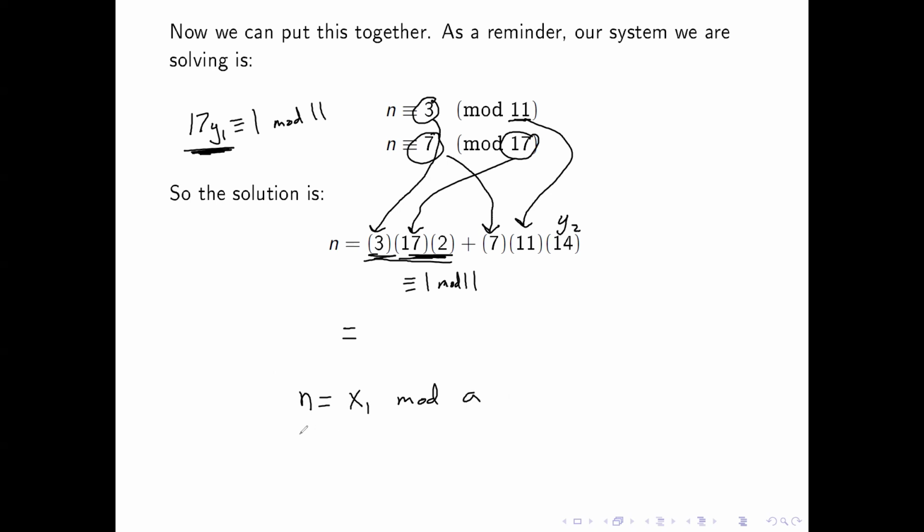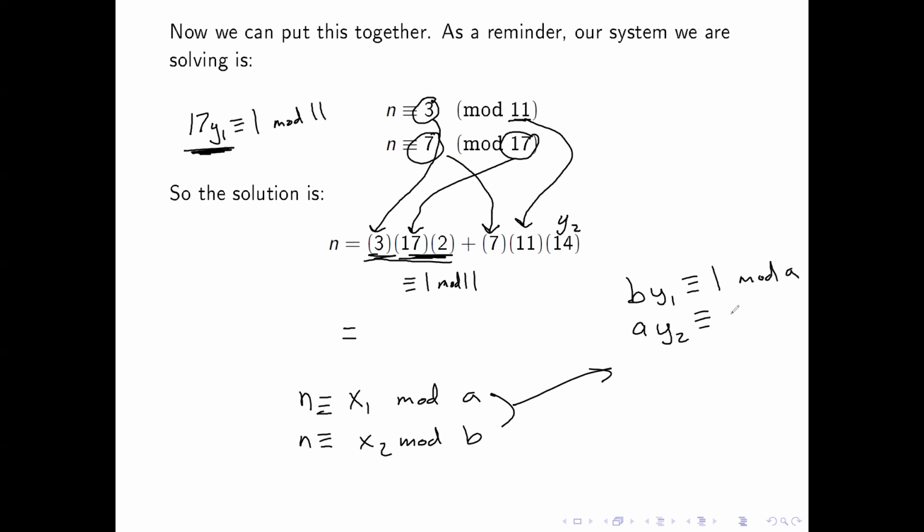x1 mod a, and n is congruent to x2 mod b. Then we need a y1, a y2, and b y1. When are these congruent to 1 mod a and mod b? So notice I have them switched so that they are opposite of the mods.